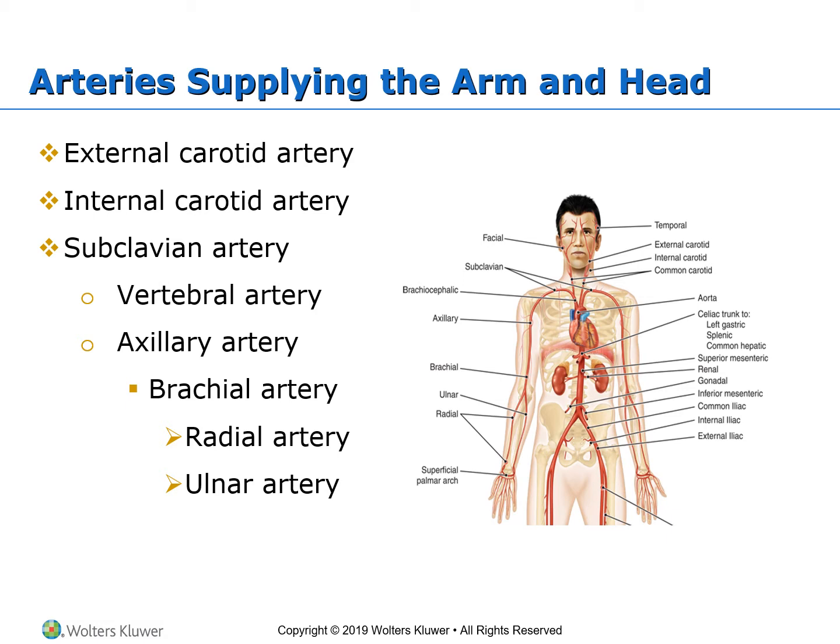The radial artery is on the external, the lateral side of the forearm, and the ulnar one is on the internal or the medial side of the forearm. Those two arteries will join together again and will form what is called the palmar arches that finally will give off very small arteries called digital arteries that will provide blood to the fingers and the hand itself.